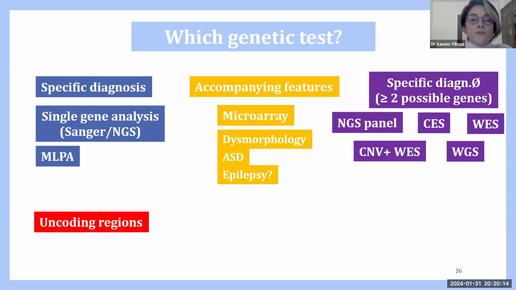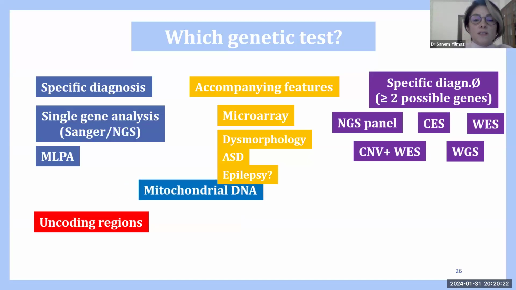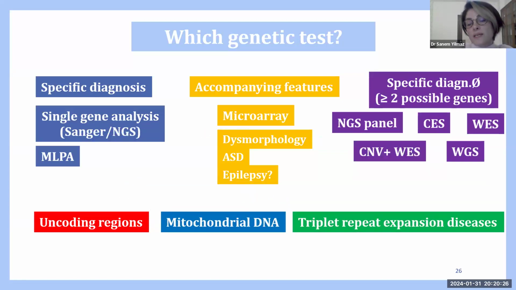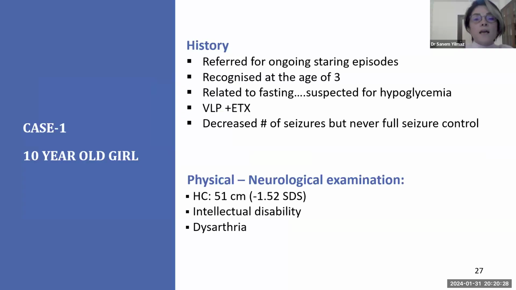But even if we do all these diagnostic processes, we should always keep in mind the non-coding regions, the mitochondrial disorders, and also the triplet repeat expansion diseases. Now, I'd like to talk about 3 cases which make a different diagnostic approach and give some clues for diagnostic approach in cases with movement disorders.